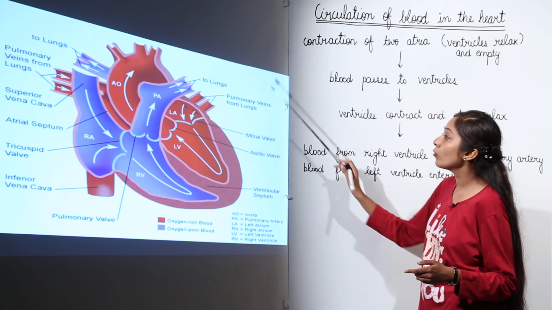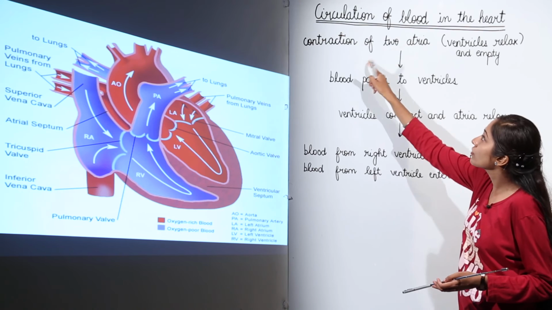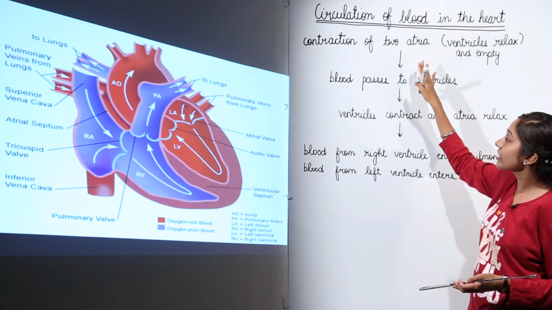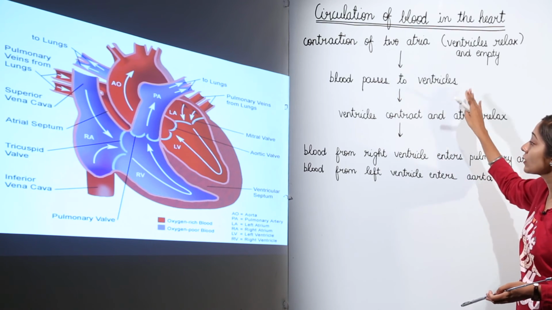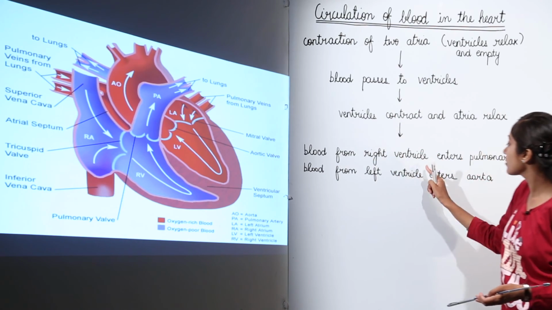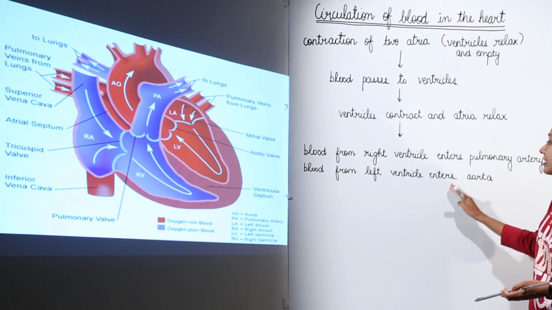So this is how the circulation of blood works in the heart. Contraction of the two atria first, ventricles relax and are empty, and this results in the blood passing to the ventricles, and the ventricles contract and the atria relax, and blood from the right ventricle enters the pulmonary artery, and blood from the left ventricle enters the aorta.